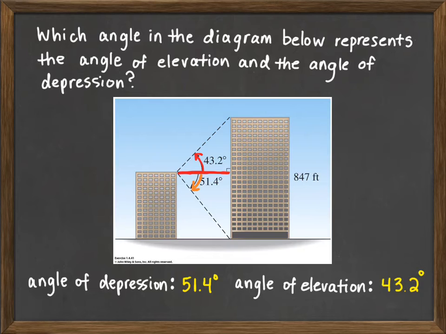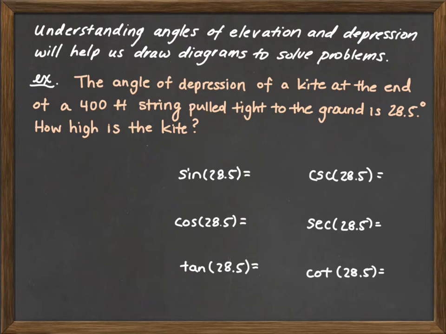Now let's look at the following example. Understanding angles of elevation and depression can help us draw diagrams to help us solve problems. So here we have a kite being pulled from a piece of 400-foot string, tight from the ground, with an angle of depression of 28.5 degrees. We want to know how high the kite is from the ground. So let's draw a picture.